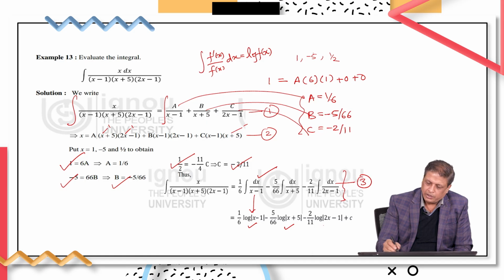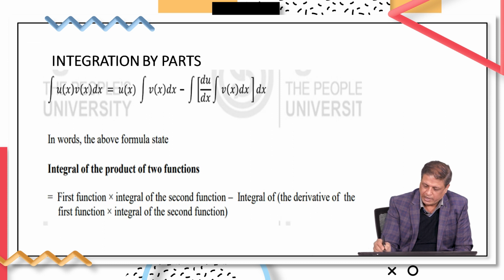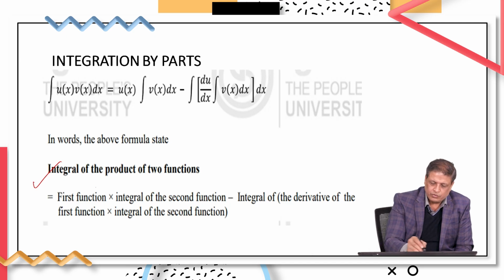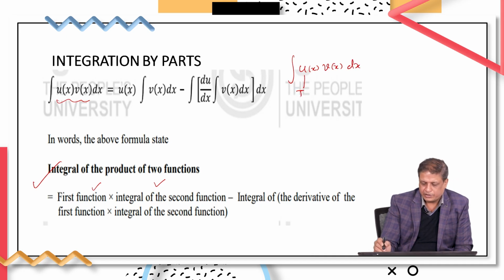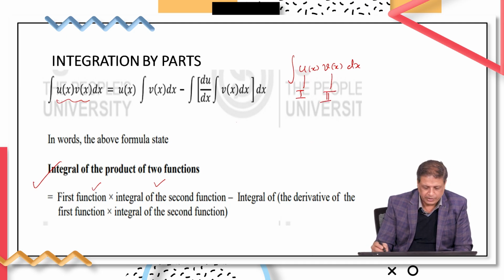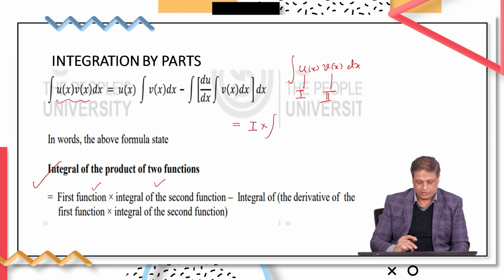Then this can be expressed as first function into integral of second function minus integral of derivative of first function into integral of second function. So this is what is written over here, that integral of u(x) into v(x) dx is equal to u(x) into integral of v(x) dx minus integral of derivative of first function into integral of second function. So, in words you can write: first function into integral of second function minus integral of derivative of first function into integral of second function.